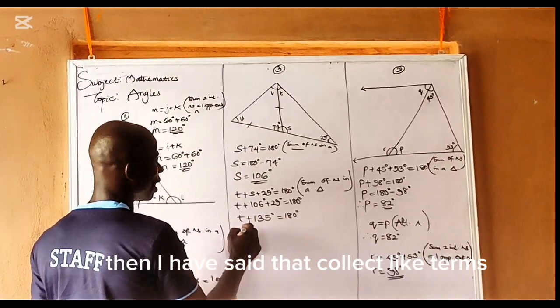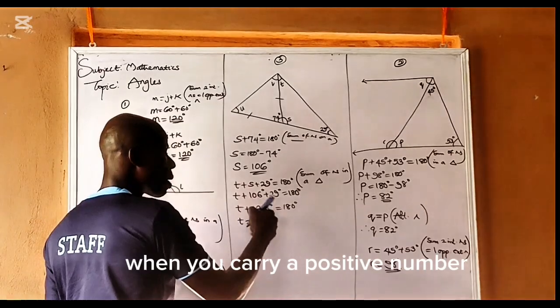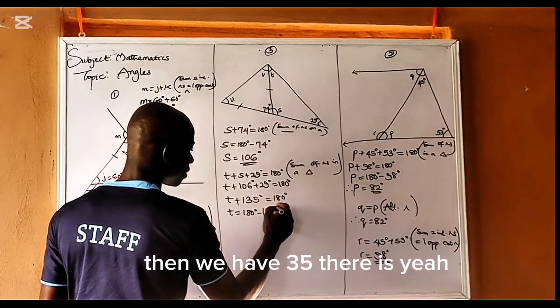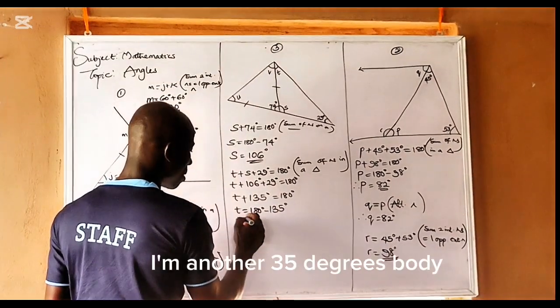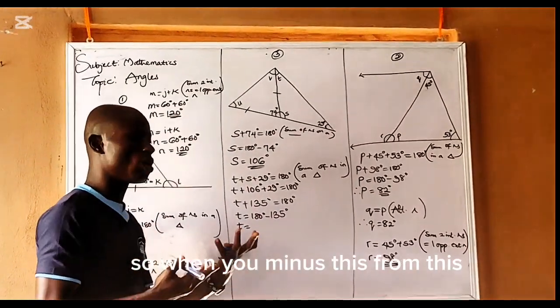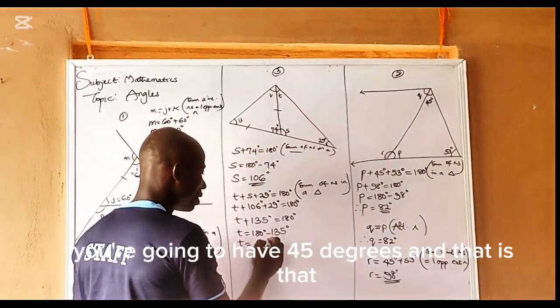Then having said that, collect like terms, you have t equals 180 degrees minus 35 degrees. When you carry a positive number across the equality sign, it changes to negative. So when you minus this from this, what are you going to have? You are going to have 45 degrees.